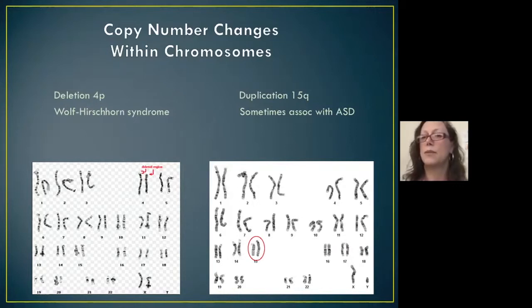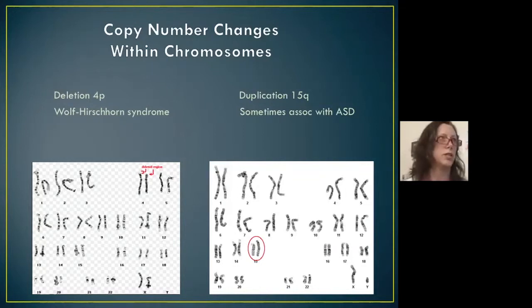Here are some examples of copy number changes within chromosomes. The one on the left is a karyogram of a patient with Wolff-Hirschhorn syndrome. It's associated with deletion at the end of the P arm of chromosome 4. In the karyogram on the right, we can take a look at chromosome 15, which has a small duplication close to the centromere on its Q arm.